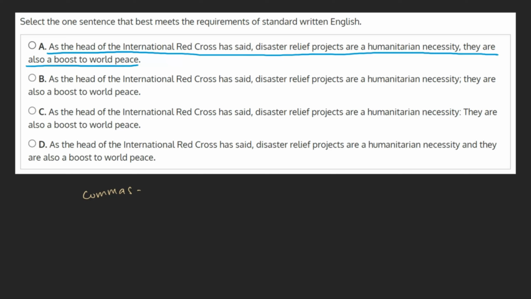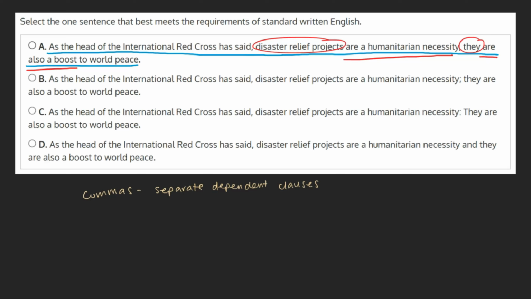Commas are used, amongst other things, to separate dependent clauses within a sentence. Both of these clauses, however, are independent. We see a subject and predicate in each. In the first clause, we see disaster relief projects and are a humanitarian necessity, and in the second clause, we see they and are also a boost.